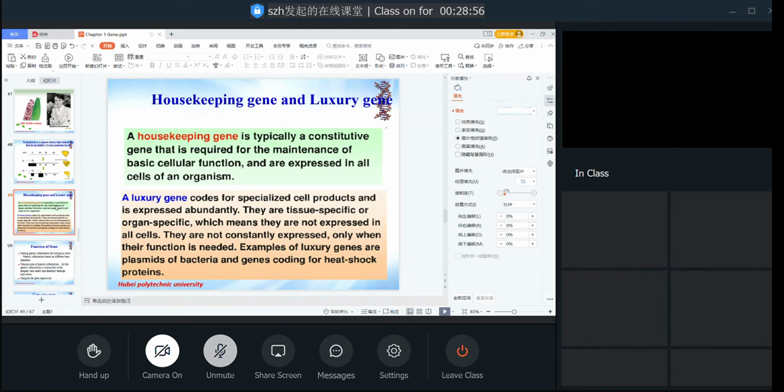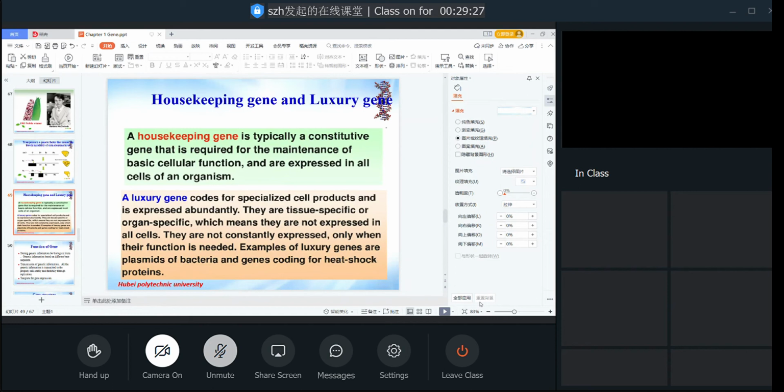So this kind of gene gives the name housekeeping gene. If the cell deletes the housekeeping genes, every kind of housekeeping gene, this cell must die. It's very easy to understand.